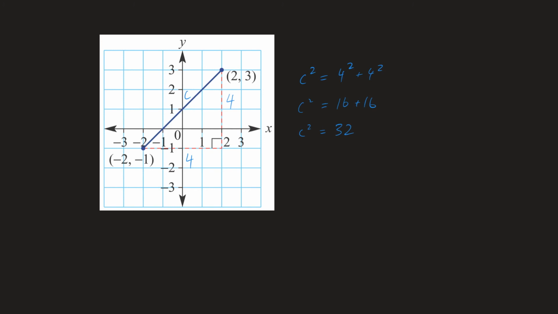So now I need to take the square root of both sides. So C is going to be equal to the square root of 32, which I can simplify, which is the same as the square root of 16 multiplied by 2. And we know that the square root of 16 is 4, so it's going to be 4 square root 2. Or if I wanted to answer as a decimal, to one decimal place, it's going to be 5.7 units.